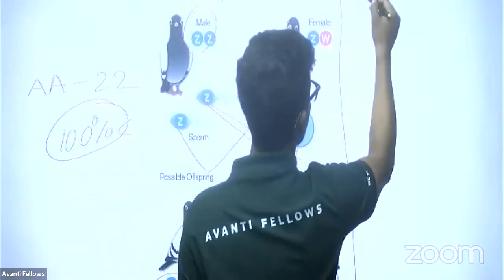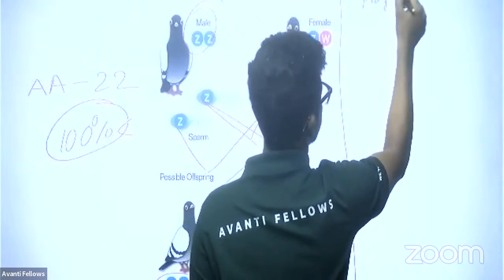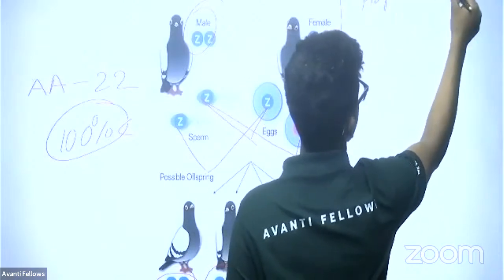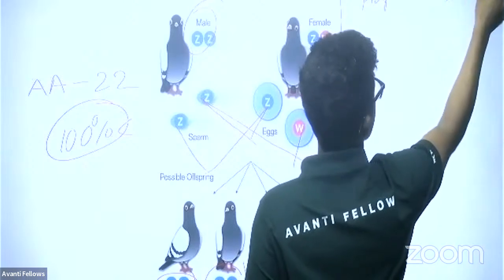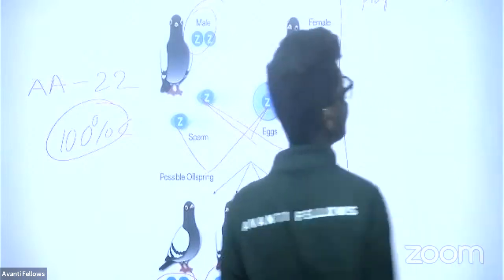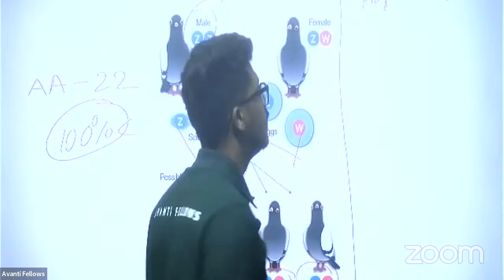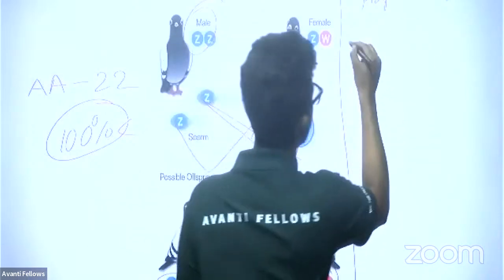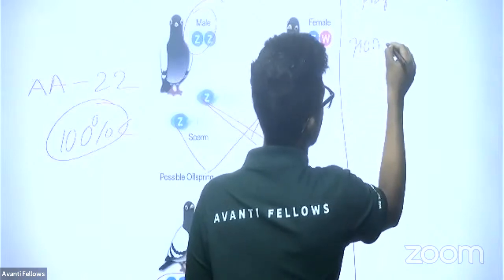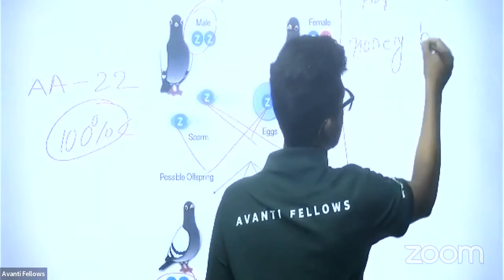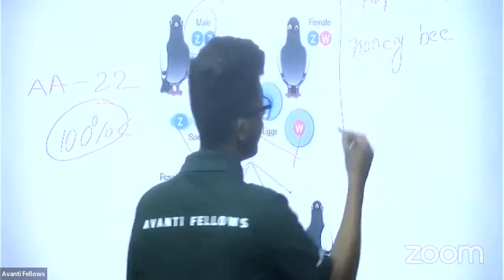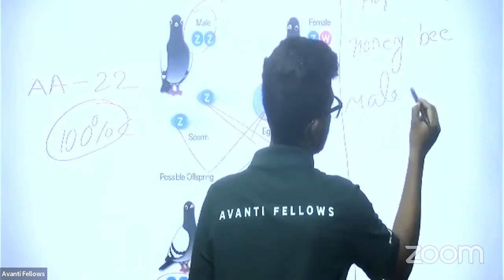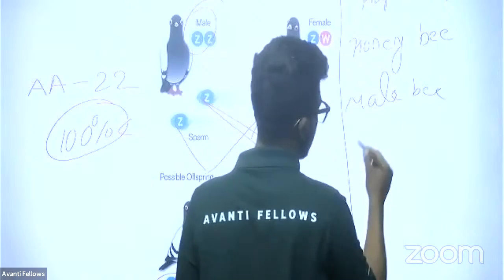So the example for haplodiplontic, I'm sorry about the handwriting, it's very slippery. In haplodiplontic, what do we have? The example is honeybee, guys. Honeybee. So what do we have here? We have a male honeybee, male bee, and then we have a female bee.